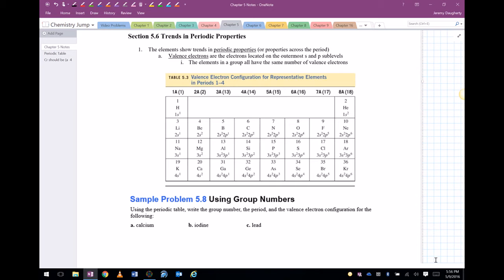Chapter 5, Section 5.6, Trends in Periodic Properties. This section is huge. Honestly, in a lot of textbooks, this is its own chapter.